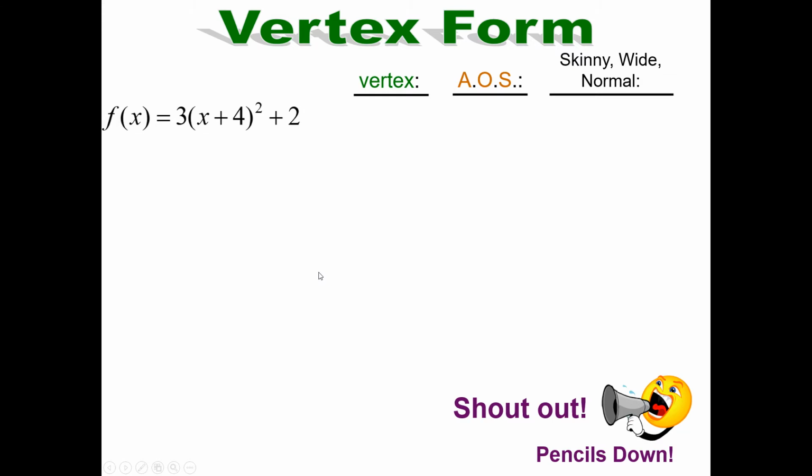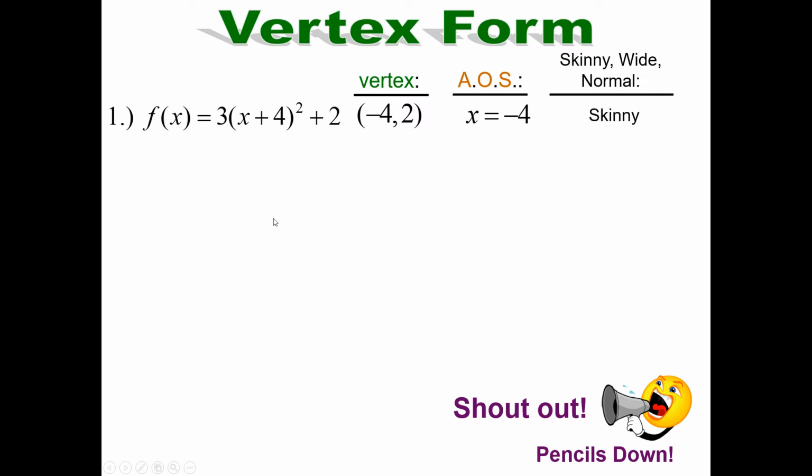All right, so let's practice finding the vertex, AOS, and the shape. So the vertex, opposite, same. And the AOS, remember, it's always just the x value of the vertex. But you have to write x equals in front. So x equals -4. Now, is this skinny, wide, or normal? Well, look at this number. It's bigger than 1, so it's going to be skinny. It compresses it.